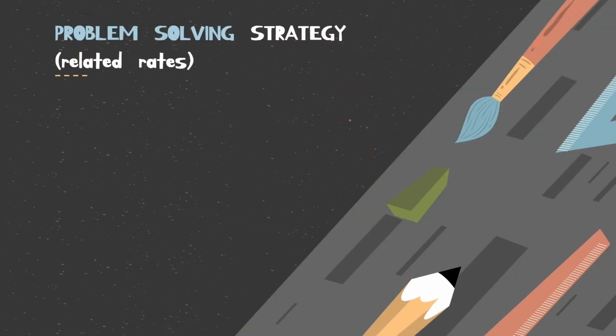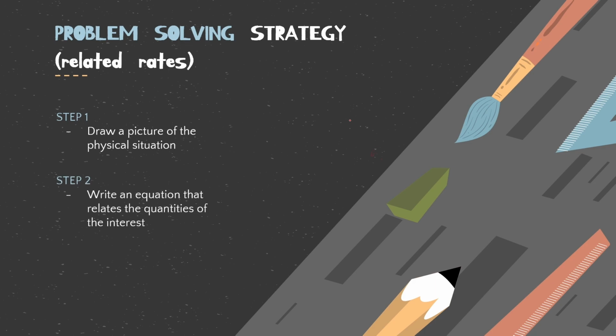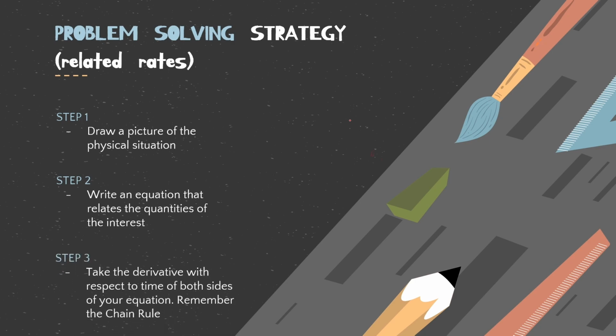Before we move to the solution, let me tell you about the problem-solving strategy for the related rates topic. There are 4 main steps that we should know. Step 1. Draw a picture of the physical situation. Step 2. Write an equation that relates the quantities of interest. Step 3. Take the derivative with respect to time of both sides of your equation. Remember the chain rule. Step 4. Solve for the quantity you're after.